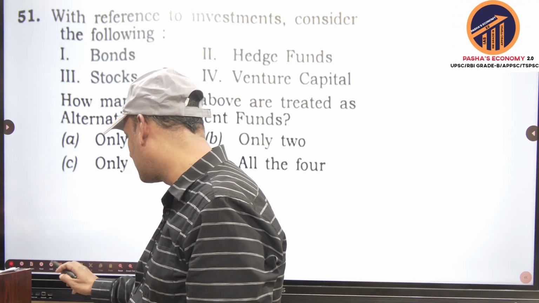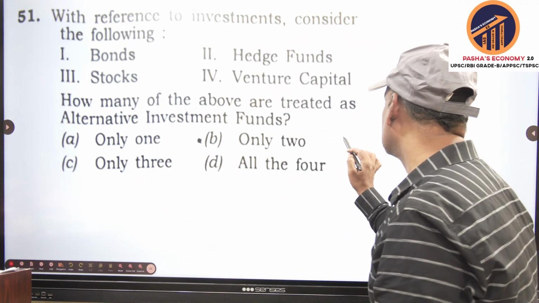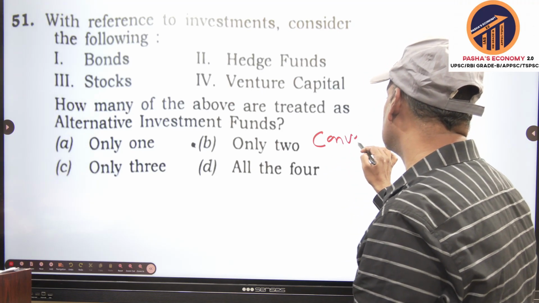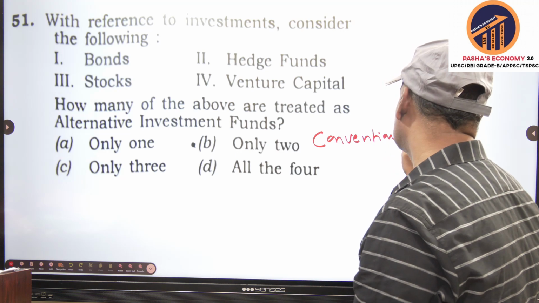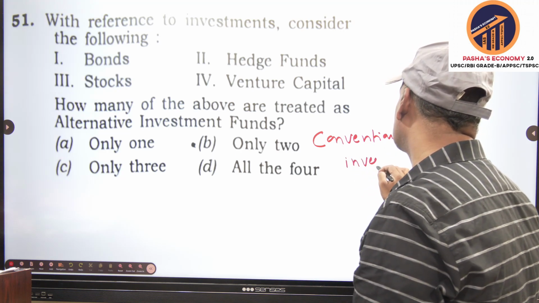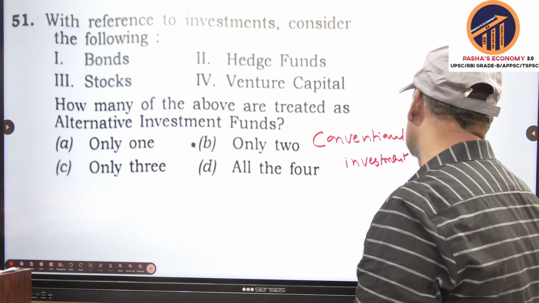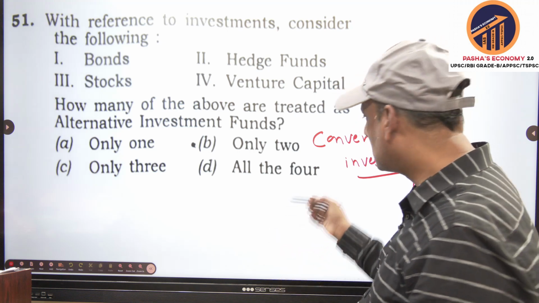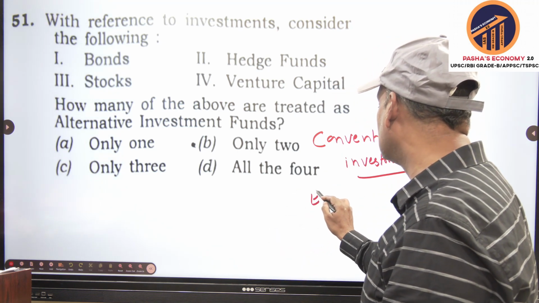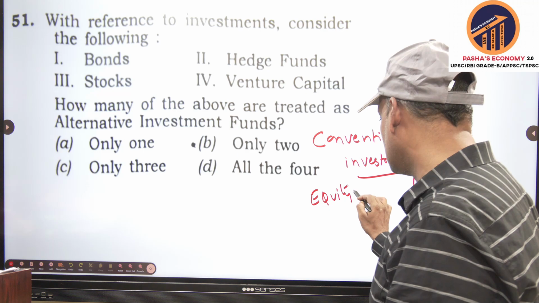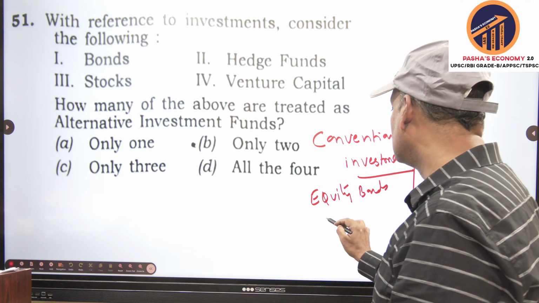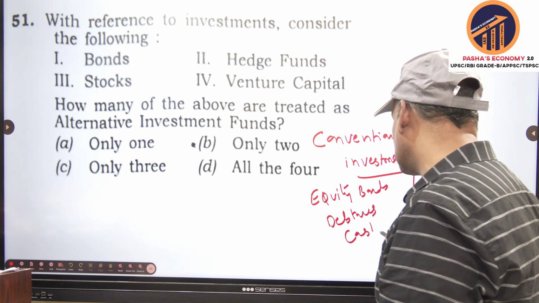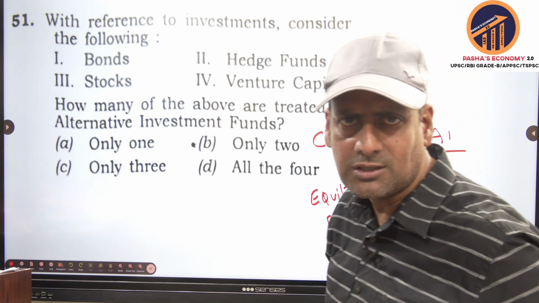See, there are two kinds of investments in India. One is conventional investments. As well as when conventional investments are not giving proper returns, then we have to move to alternative investments. Conventional investments are like equity, bonds, and debentures, which are debt instruments, and somewhere cash deposited in banks. This comes under conventional instruments.